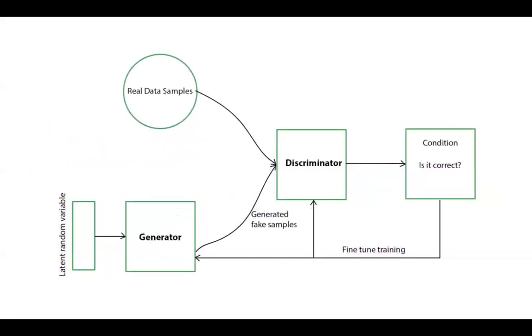And so this is an example of a chart of what that might look like. As we can see, we have a generator. It can generate fake samples, which goes into the discriminator to check if it's correct, and then we fine tune what we're doing.